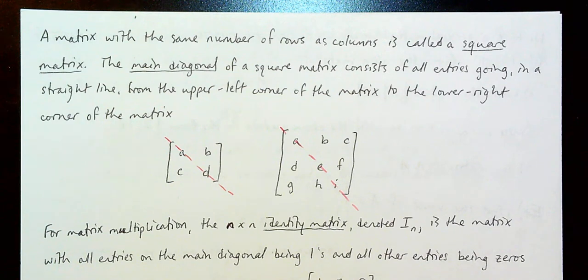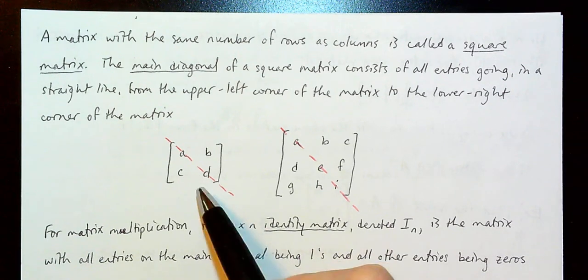we put a lot of focus on matrices that have the same number of rows as columns. A matrix with the same number of rows as columns is referred to as a square matrix. Before we get into the main points, I just need to introduce a particular phrase. The main diagonal of a square matrix consists of all entries going in a straight line from the upper left corner of the matrix to the lower right corner.